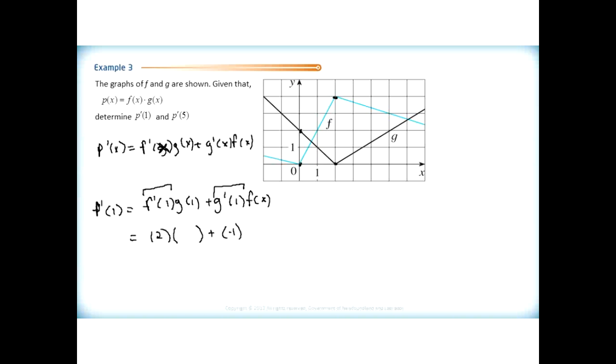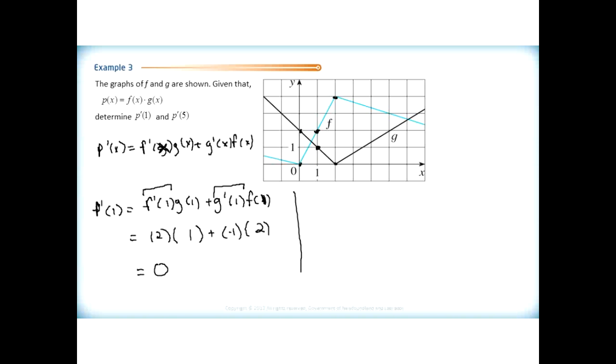Then I just need the function values. g of 1 is, at this point, I can see that g has a y coordinate of 1. And f of 1, which I'm going to be interested in now, f of 1 will be equal to 2 if I go up to the height of the function at that point. All right, so putting all that together, I get 2 minus 2, which is 0.